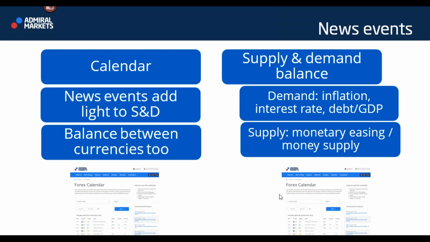Let's see if I can quickly find it. So, that's basically, in the meantime, the demand side that influences it. Supply is of course pretty straightforward. It's how much currency is printed, how much currency is made available by the central bank. Nowadays, there's really no limit to that.